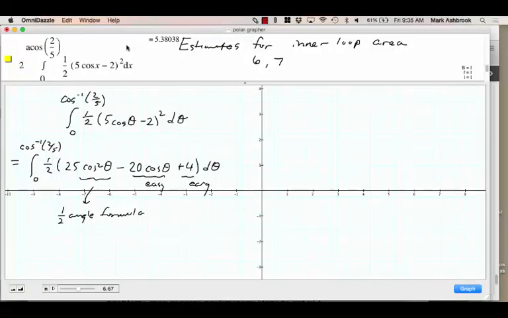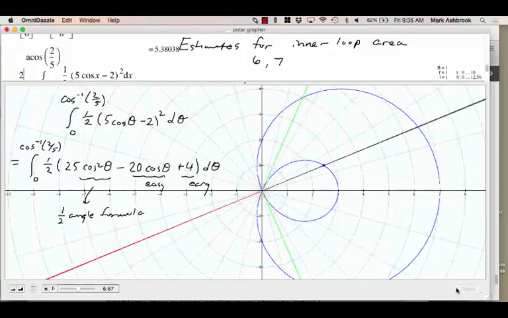You guys were too big. Estimates were too big. What's wrong? Anyone come up with 5? Something closer to 5? Oh, you should have spoken up. Your moment of glory. Okay. All right. So the area of the inner loop is about 5.38.